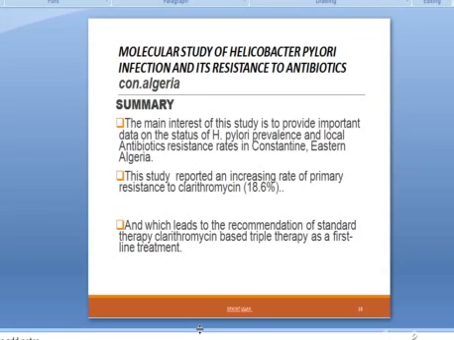Summary. The main interest of this study is to provide important data on the status of H. pylori prevalence and local antibiotic resistance rates in Constantine, eastern Algeria. This study reported an increasing rate of primary resistance to clarithromycin, that is 18.6%. So the whole summary means that the standard therapy, clarithromycin-based triple therapy, is used as a first line of treatment for H. pylori infection.